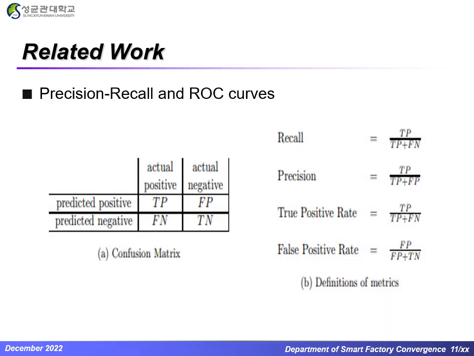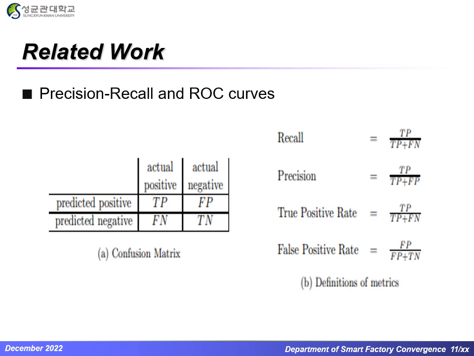The confusion matrix is the basis for determining how accurate the learning of the AI model is. To understand the confusion matrix, you need to understand four concepts first. True positive, TP: predicts that an answer that is actually true is true, a correct answer. False positive, FP: actual false, predicts that the answer is true, an incorrect answer. False negative, FN: predicts an answer that is actually true as false, an incorrect answer. True negative, TN: predicts an answer that is actually false as false, a correct answer.